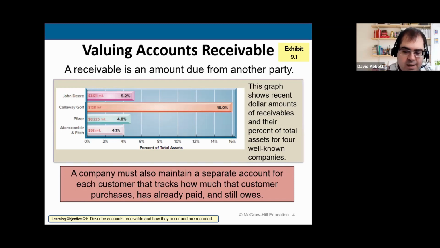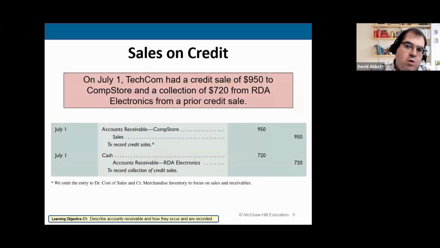A company must maintain a separate account for each customer that tracks how much that customer purchased, has already paid, and still owes. And we talked about this earlier, that would be kept in a subsidiary ledger. The general ledger has a single accounts receivable account, which would be called the control account. A supplementary record has a separate account for each customer called the accounts receivable ledger or the accounts receivable subsidiary ledger. Okay, so this is how we would go about recording sales on credit.